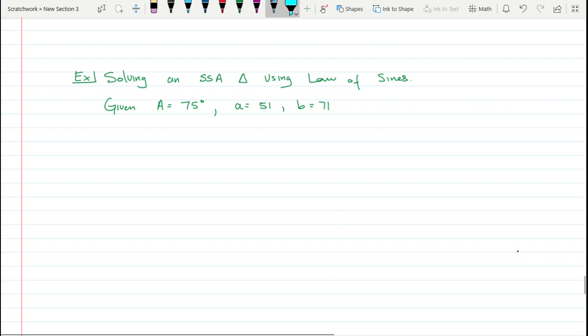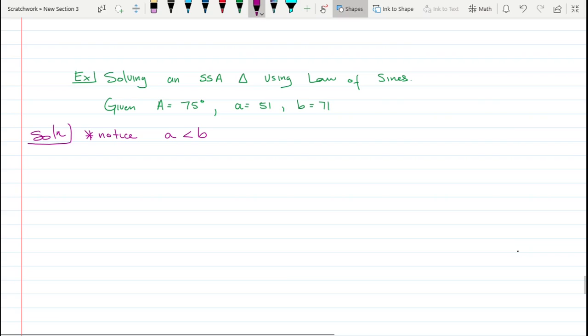So let's begin. Notice that A is less than B. That happens when there is no triangle or there are two triangles. There could be two triangles, but we don't know yet. So we have to get going and solve for something.